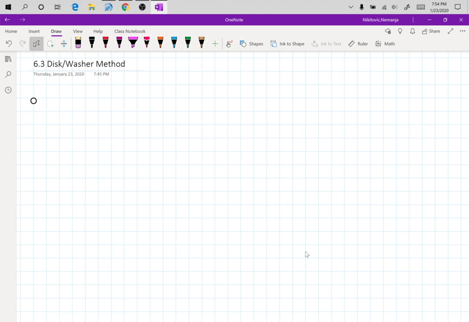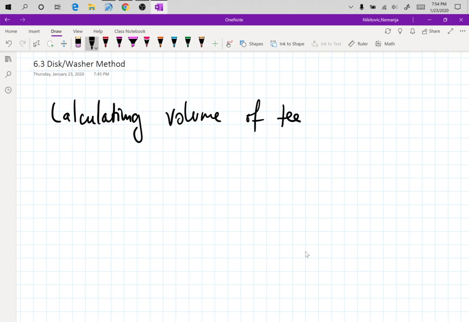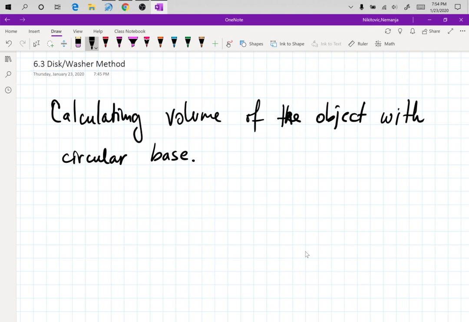So in this section, we are calculating the volume of the object with a circular base. All of the objects will have a circle when you cut them perpendicular to the axis of rotation that creates them.